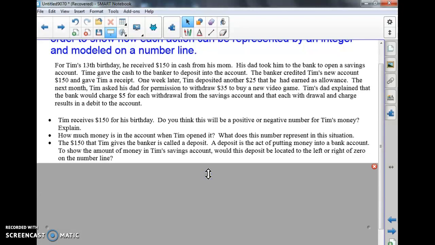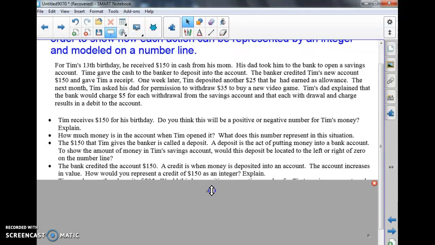The $150 that Tim gives the banker is called a deposit. A deposit is the act of putting money into a bank account. This is a positive thing, and you should have guessed that from the context when he had to give the money to the banker. To show the amount of money in Tim's savings account, would this deposit be located to the left or the right of 0 on the number line? Since it's a positive number, it would definitely be to the right of 0. You should visualize that 0 to the left, and then 150 is bigger than 0, so it's to the right.